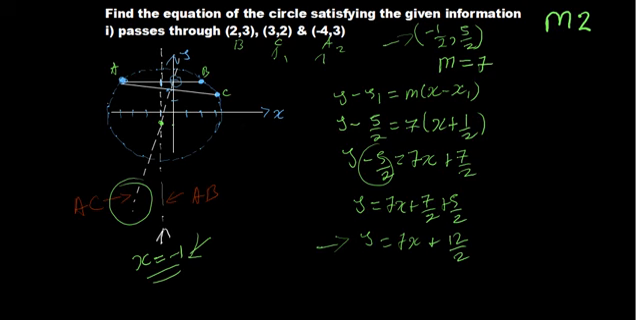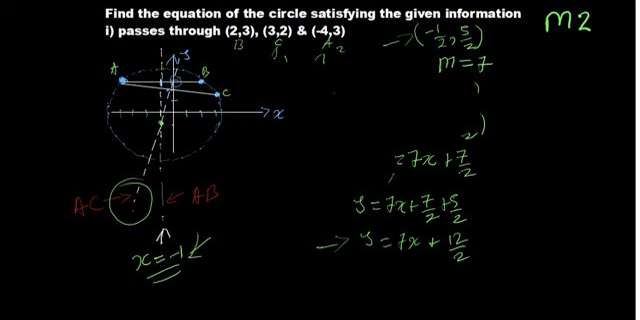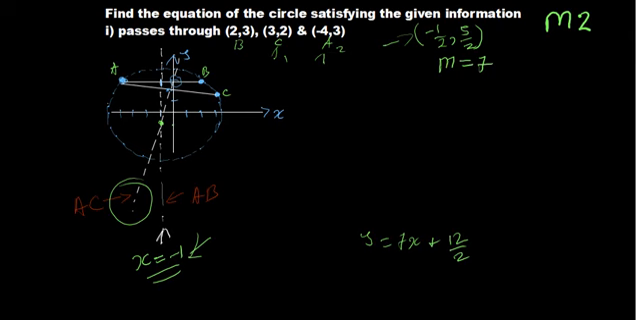Okay, so where there's x in the equation of the perpendicular bisector, we replace it with the x coordinate that we found earlier, and that will help us get the coordinates of the center. Remember, everything that we are doing here, we're just trying to find the equation of the circle.